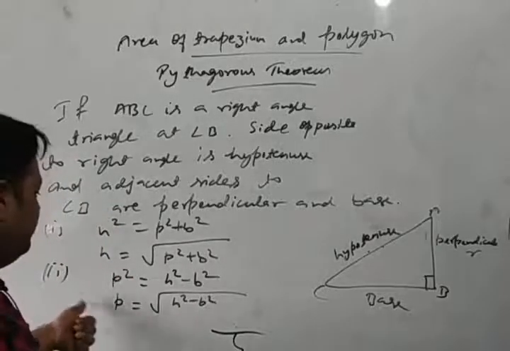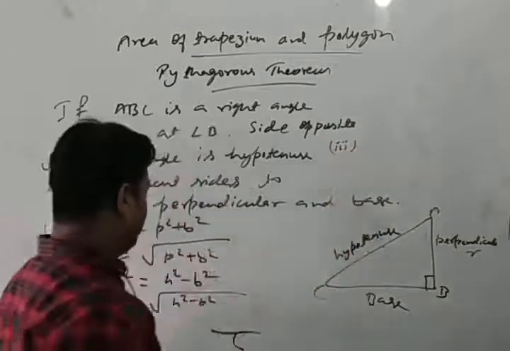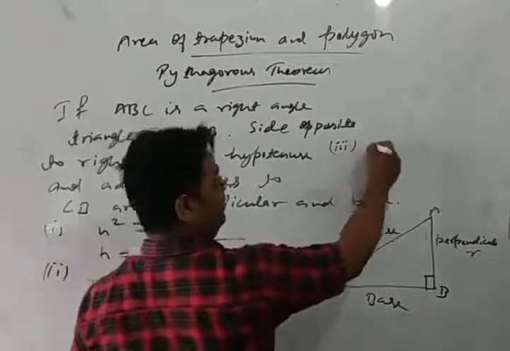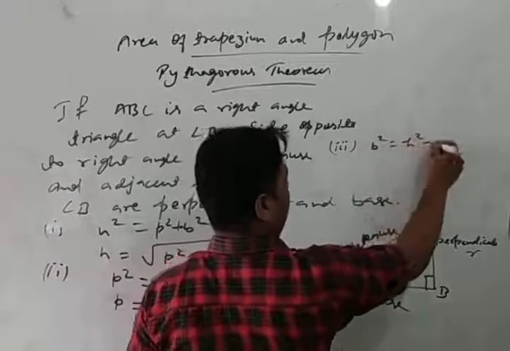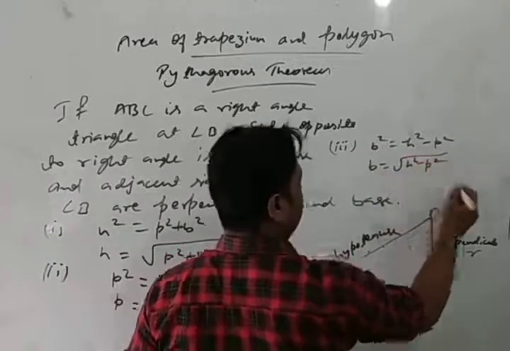If you have to find b, then b square is equal to h square minus p square, or b will be under root h square minus p square.